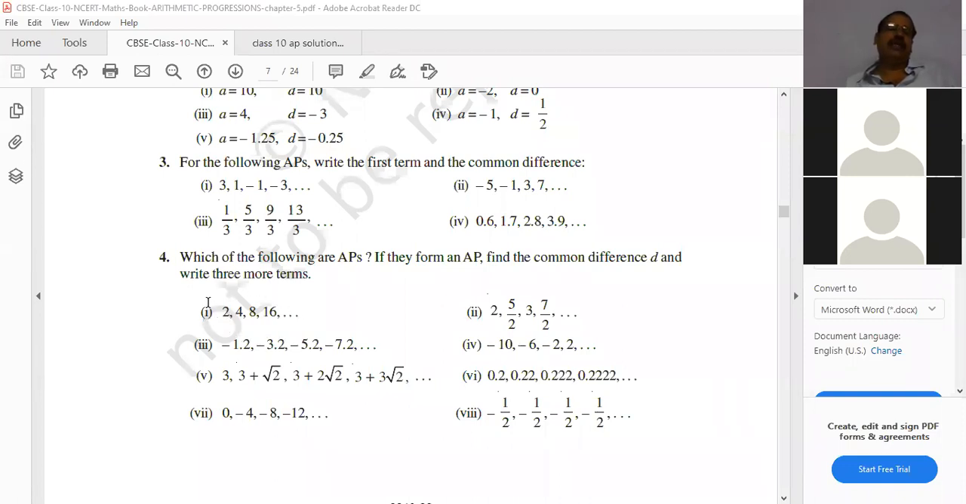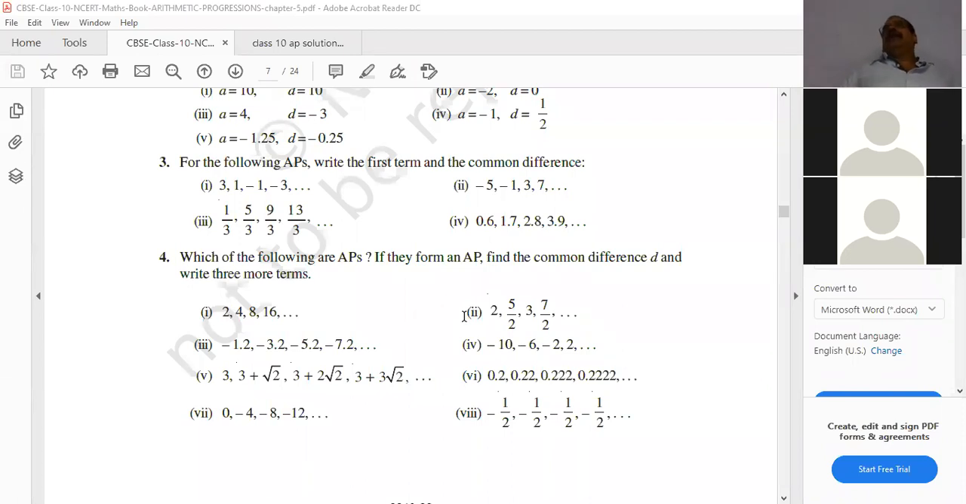Why? Because the difference is not the same everywhere. 2 plus 2, 4. 4 plus 2, 6 you have to get, but here it gave 8. 8 plus 8, 16, wrong. So this is not an AP, leave it. If it is not an AP, no need to write anything. Now coming to the second bit.